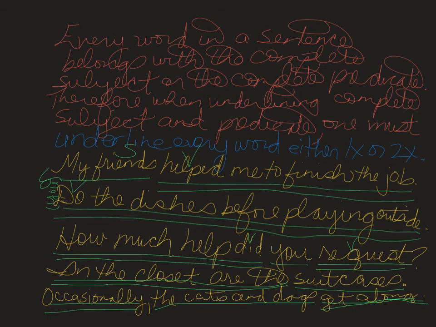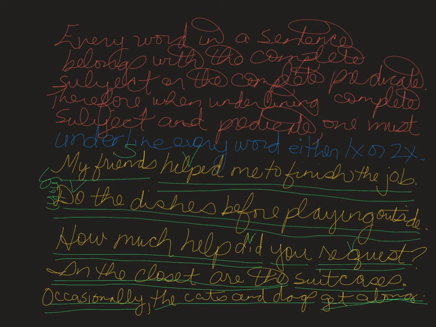Next sentence. In the closet are the suitcases. Now, this is unusual for a declarative sentence. The vast majority of the time, with a declarative sentence that simply makes a statement and ends with a period, the subject is near the front of the sentence and the verb comes after it. This is different. But again, you can invert it. The suitcases are in the closet.